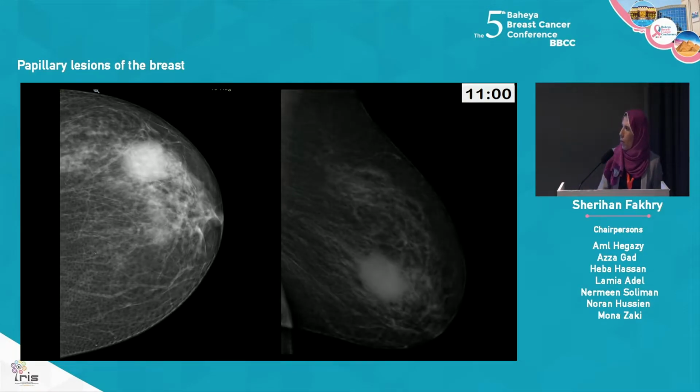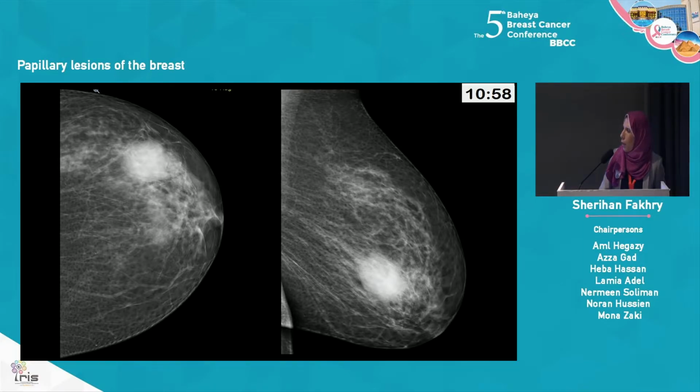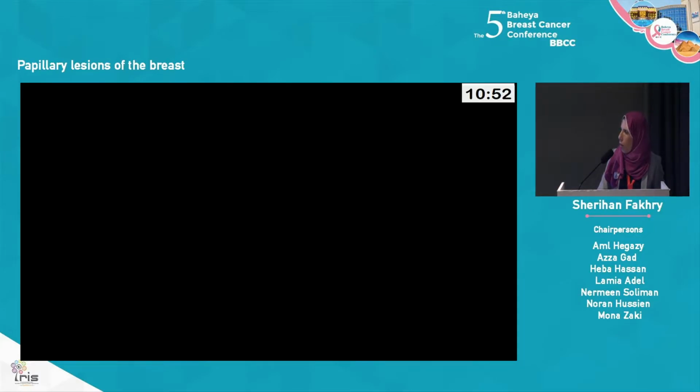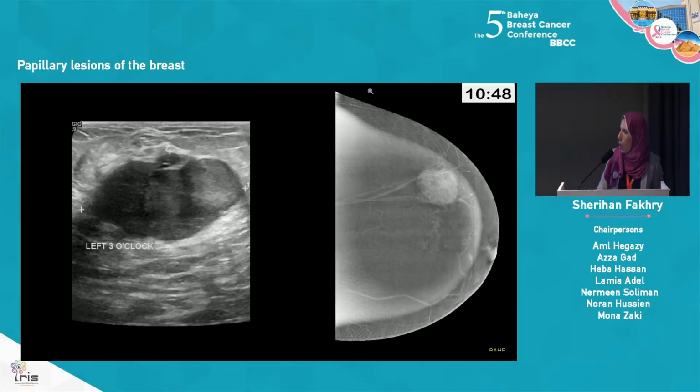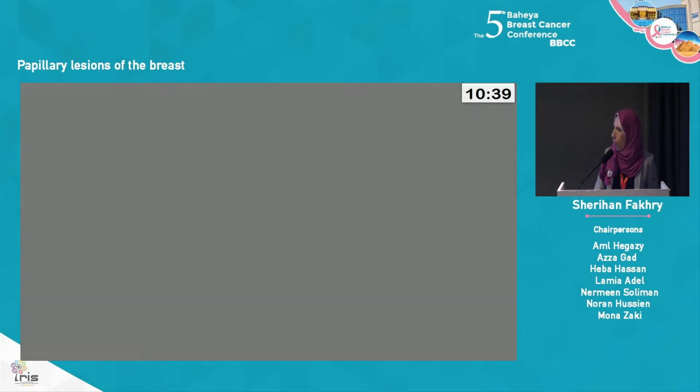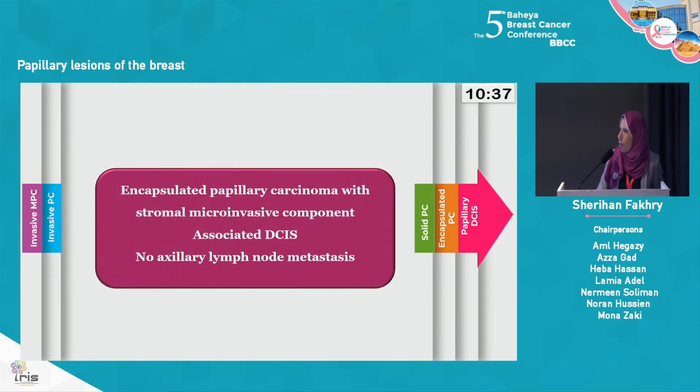In this case, mammography showed a left breast circumscribed mass with partially obscured margin. And by ultrasound, there was a circumscribed hypoechoic lesion that showed rather homogeneous enhancement on contrast mammography, yet focal linear non-mass enhancement was noted. So pathology revealed encapsulated papillary carcinoma with a stromal microinvasive component and associated DCIS.